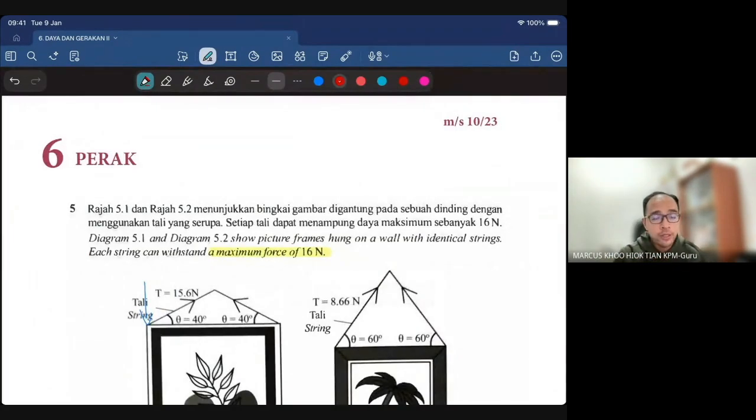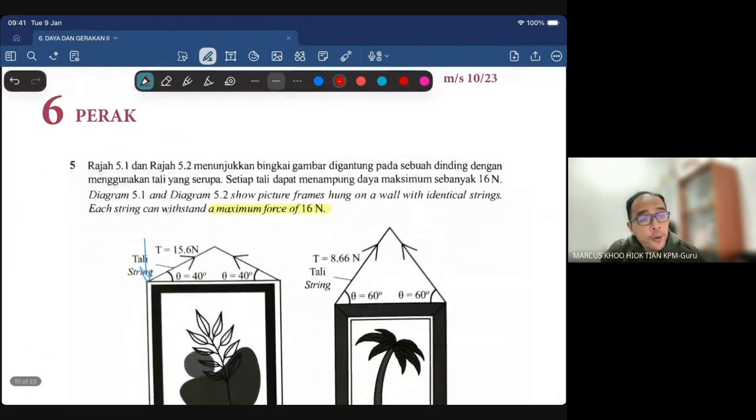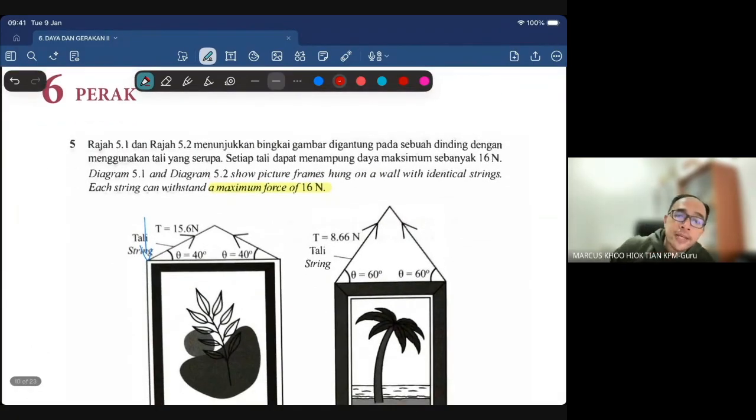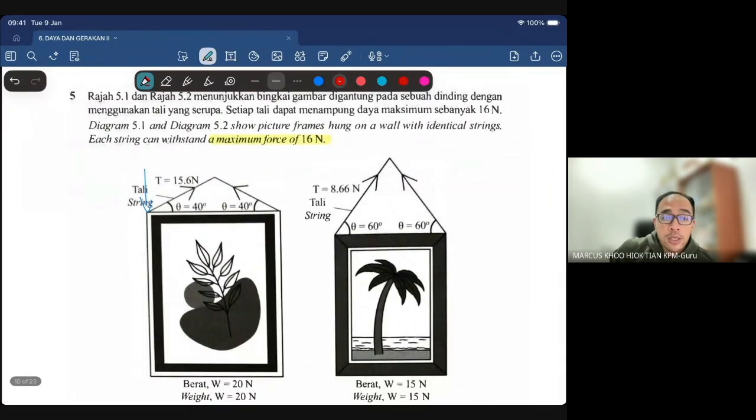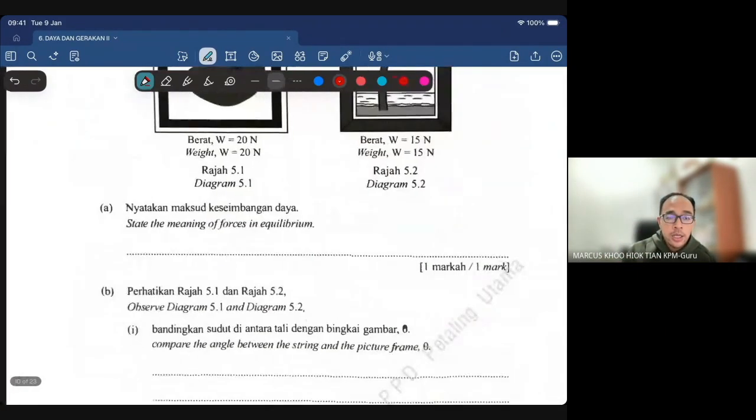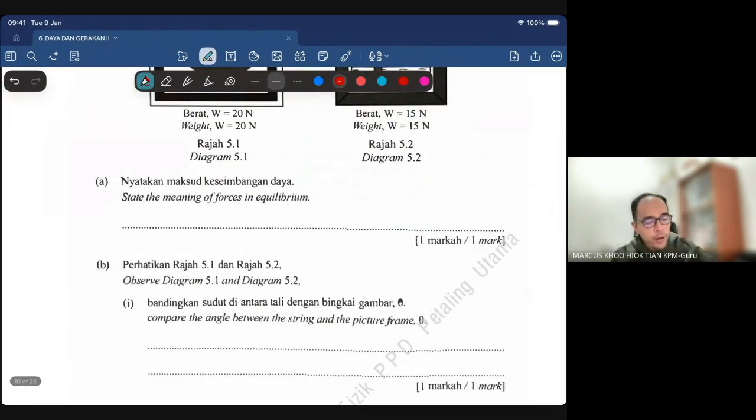Again, you see question 5. Diagrams 5.1 and 5.2 show picture frames hung on a wall with identical strings, two ways of hanging up a picture. An important piece of information: each string can withstand a maximum force of 16 newtons. Let's keep it at the back first while we answer this. The meaning of forces in equilibrium we've already covered.